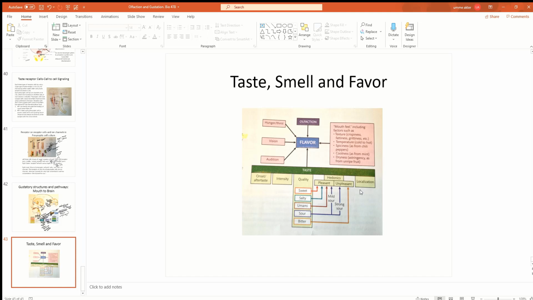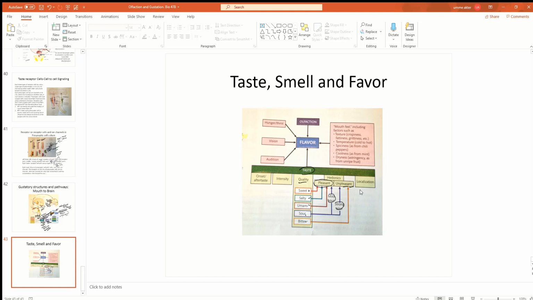So let's see here, quality of taste: sweet, sour, salty, umami, bitter, right? And you see here, this is a nice chart or cartoon. You see here sweet, salty, umami. These are pleasant. And then sour, mild sour is pleasant, but strong sour is unpleasant, right? And bitter is unpleasant. So those are the basic tastes and give you the pleasantness or unpleasantness.